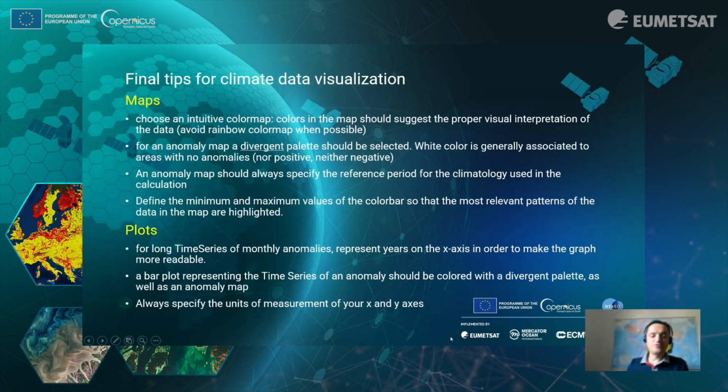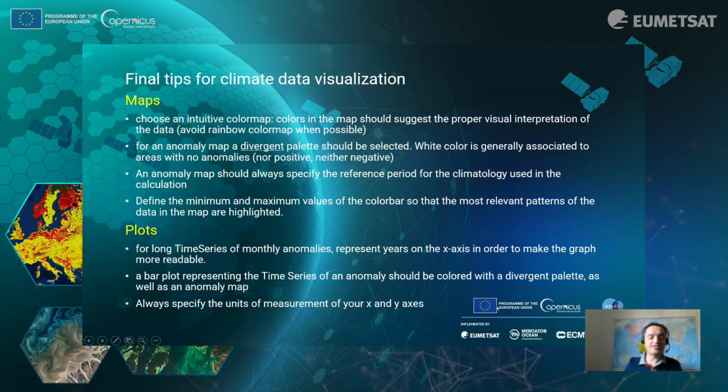Okay, so a few tips for good data visualization. When we talk about climate data, it is important to choose an appropriate color map, and it should be intuitive, so as to facilitate the visual interpretation of the data. In general, we should avoid the rainbow color map. We should try to figure out which is the best for the data we are using. As I said, choose a divergent palette when we use data for anomaly maps. Also, when we produce and visualize an anomaly map, the map should report the reference period that is considered, because different reference periods can lead to different features on an anomaly map.